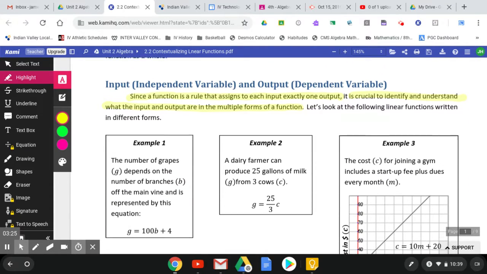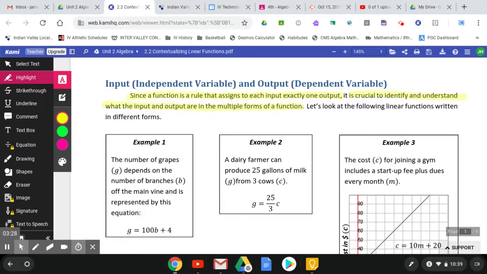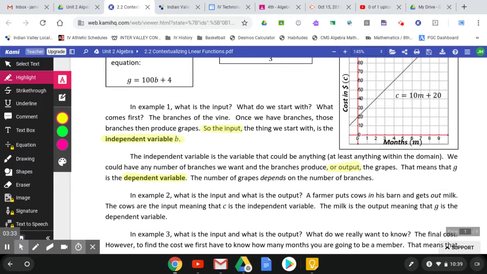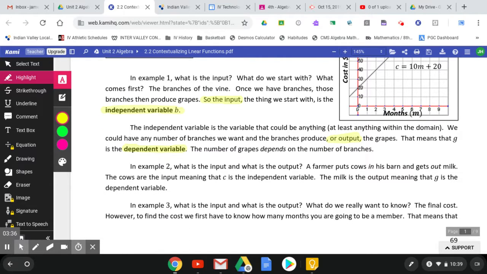And then you went on to read about these independent and dependent variables. What are the independent variables? Luke? No, it's not B. Look, I got it highlighted right here. Independent variable is the input. So independent variable is just another name for input. So what's dependent variable? Output. It's the output.